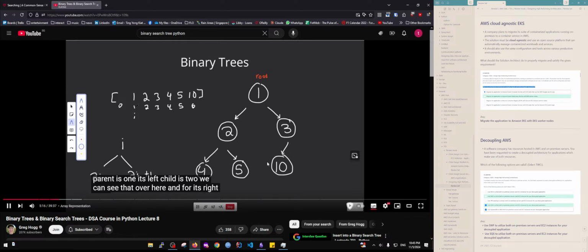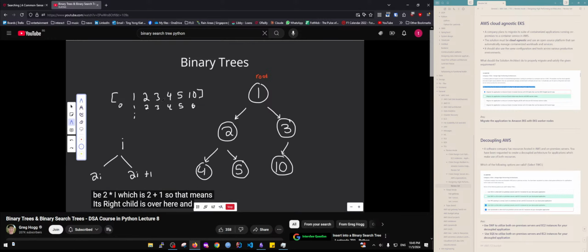And for its right child here, we can see that it's going to be 2 times i, which is 2i plus 1. So that means its right child is over here, and it is, because 1 is the parent and 3 is the right child. We have that relationship right there. And that is going to work for any position in the array.